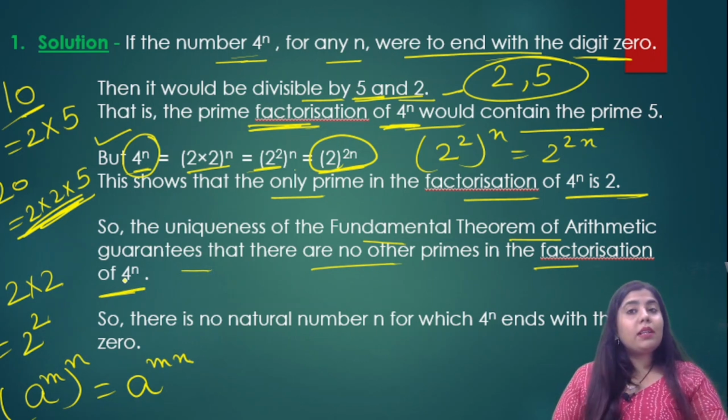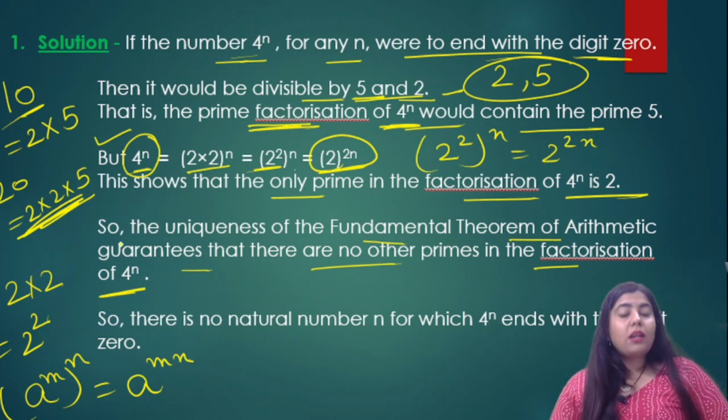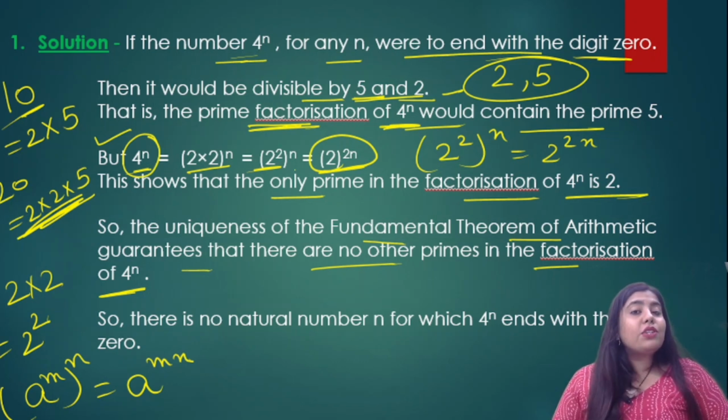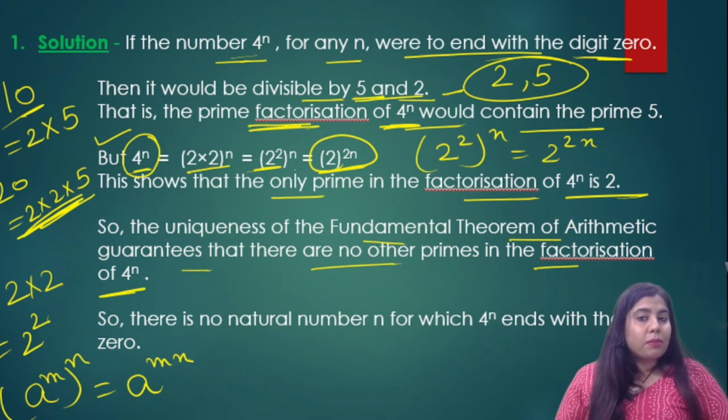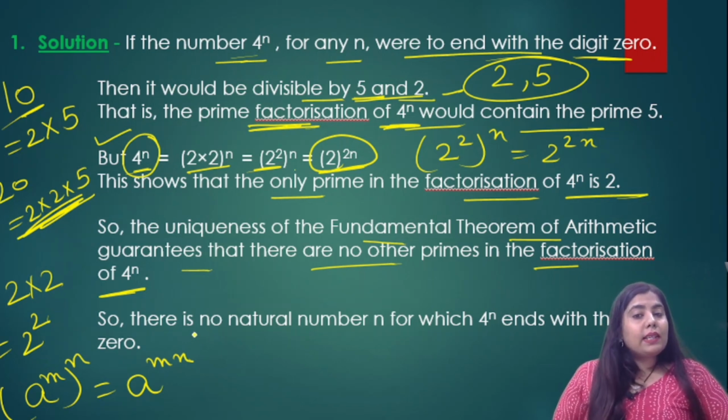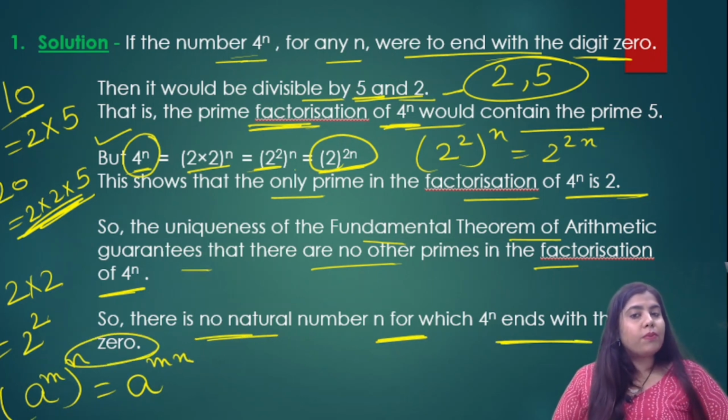Now think about the fundamental theorem of arithmetic. What does that say? It says every composite number can be expressed as a product of primes in a very unique way, right? That factorization must be unique. It means there is no other way to express that composite number, right? So according to that we can't express 4 raised to the power n in any other way, right? So we can say that there is no natural number n for which 4 raised to the power n ends with digit 0. Clear?